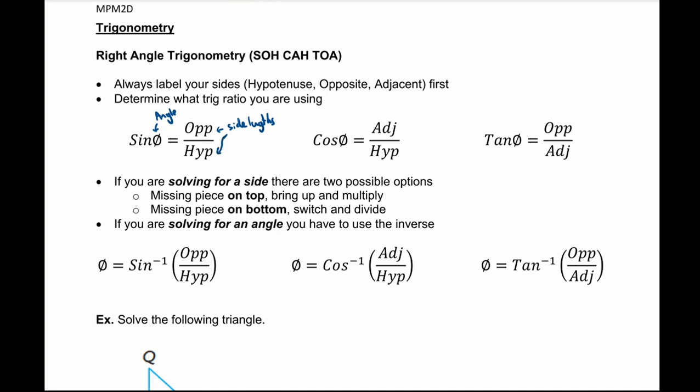If you're solving for a side, there are two possible scenarios that you may come across. One, missing pieces on the top means we have to bring up and multiply. And the second scenario is the missing piece on the bottom, so you have to switch and divide. And if you're solving for an angle, the one step that you always have to do is use the inverse. So again, this is roughly what it's going to look like: the inverse of sine, or sine to the negative 1, of the opposite over hypotenuse. We'll look at an example of this, but if you want more detailed examples for each ratio, please go back and look at the lessons.